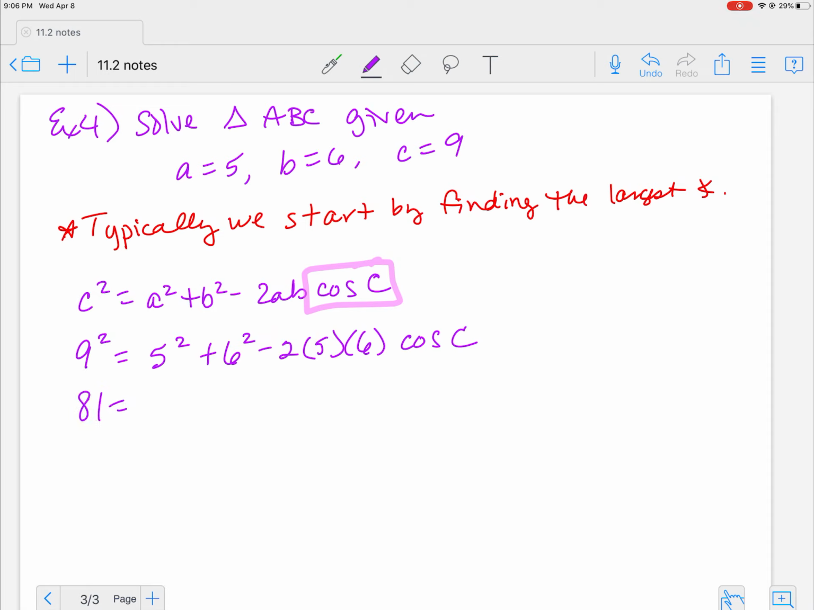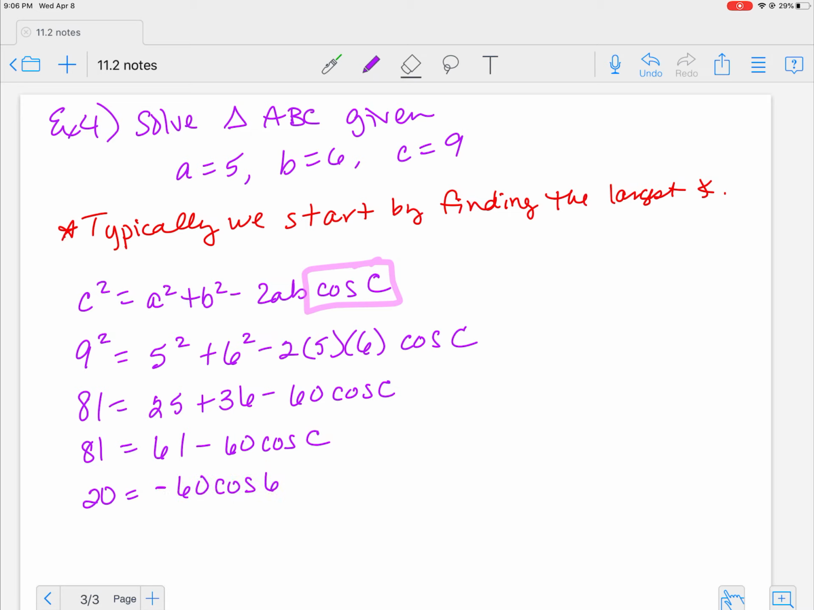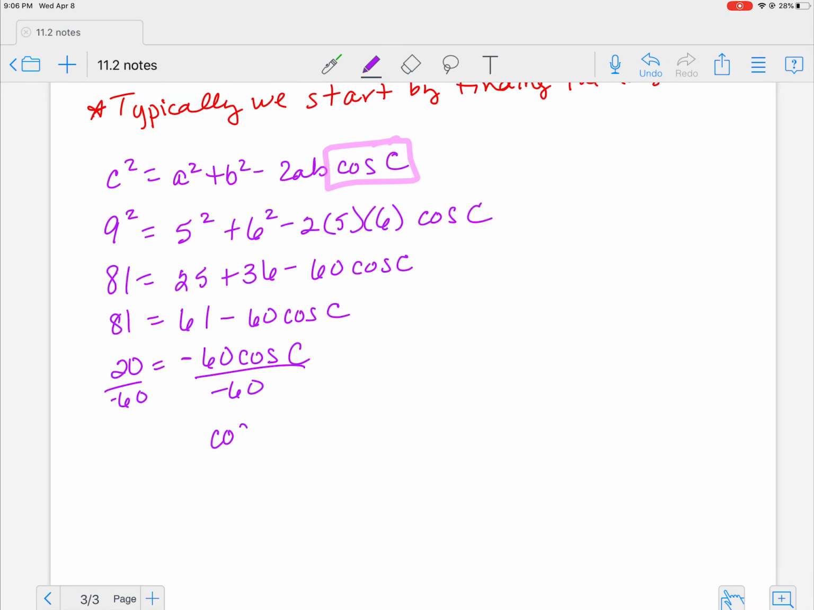So I have 9 squared is equal to 5 squared plus 6 squared minus 2 times 5 times 6 and cosine c. All right? So you can work all of that together if you want to. So I've got 81 is equal to 25 plus 36 minus 60 cosine c. I can put that 25 and that 36 together. I should have done it in the last step. That would have made more sense. 61 minus 60 cosine c.